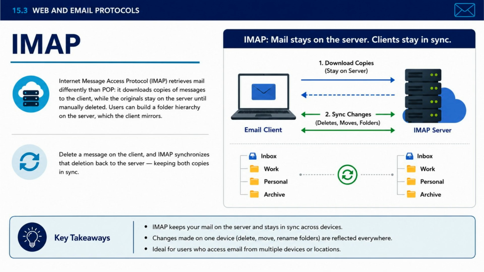IMAP retrieves mail differently. It downloads copies while the originals stay on the server until manually deleted, and users can build a folder hierarchy on the server that the client mirrors. Key sync behavior: delete a message on the client, and IMAP synchronizes that deletion back to the server, keeping both copies consistent, unlike POP's one-way download and remove.